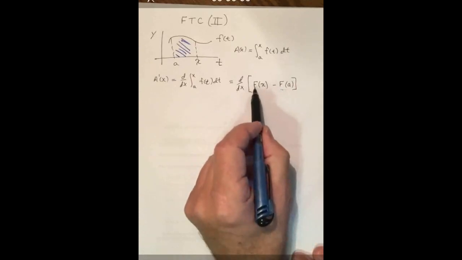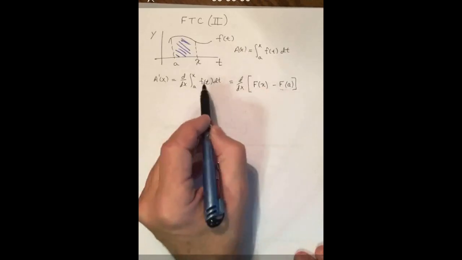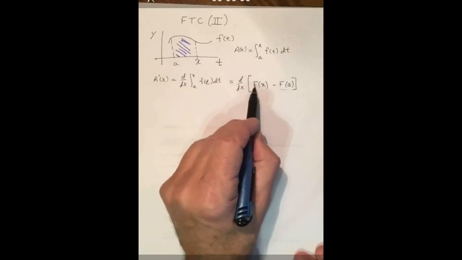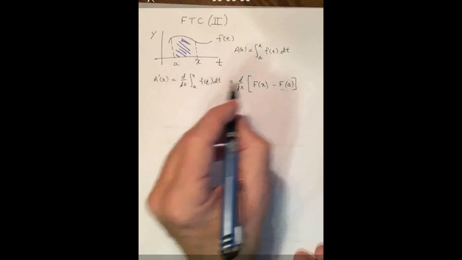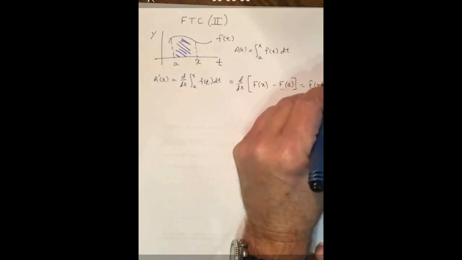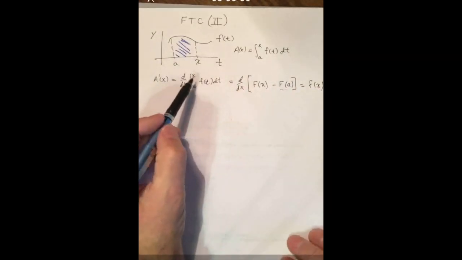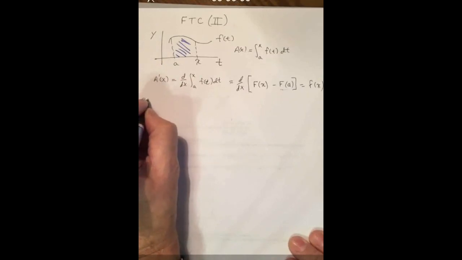Well, capital F is any antiderivative of this function, the integrand. So when we differentiate this capital F, we have to get back the integrand. That's what it means to be an antiderivative. So this ends up just being f of x. So it is really just a simple idea that when this is an x, in the integrand, wherever you have a t, you're going to plug in an x, and that's the solution. So let's do just a really quick example here.